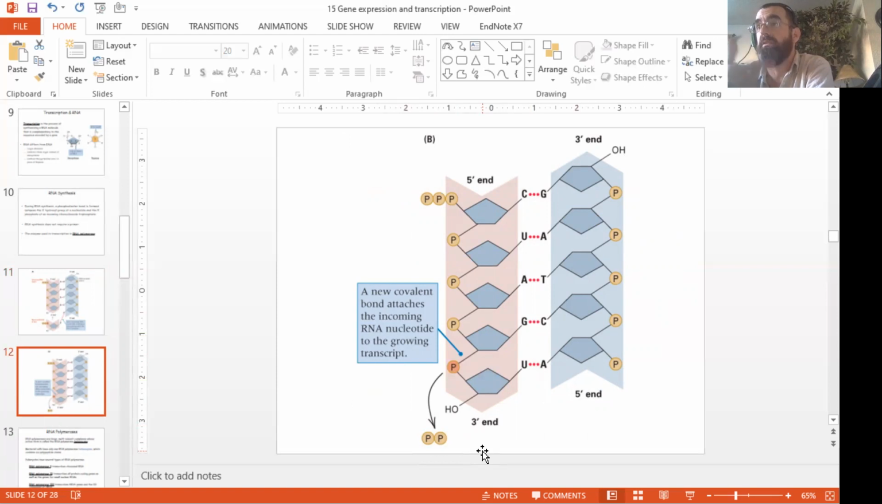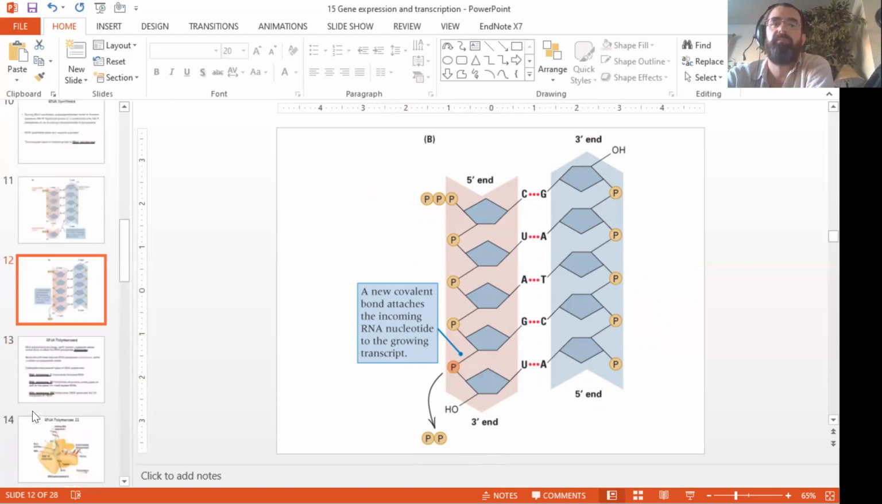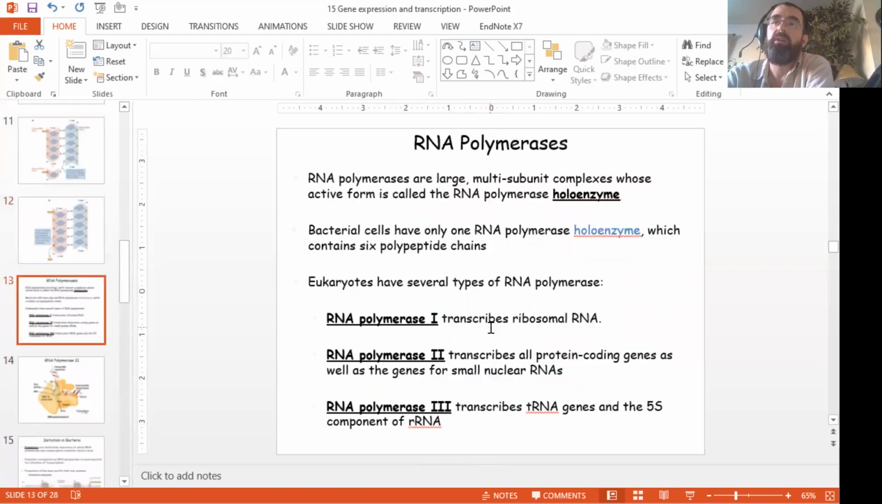And then that's just repeated over and over again. So we've got a whole bunch of different RNA polymerases in eukaryotes. We just have one in prokaryotes. It's called a holoenzyme, not because it's got a hole in the center, but because it's a collection of proteins and complexes that come together, or assemble really, to create RNA polymerase. So RNA polymerase is a big assembly of proteins.